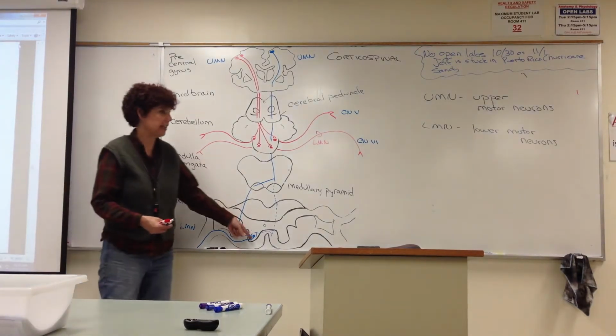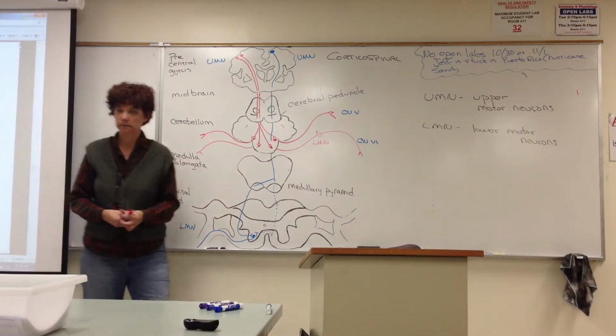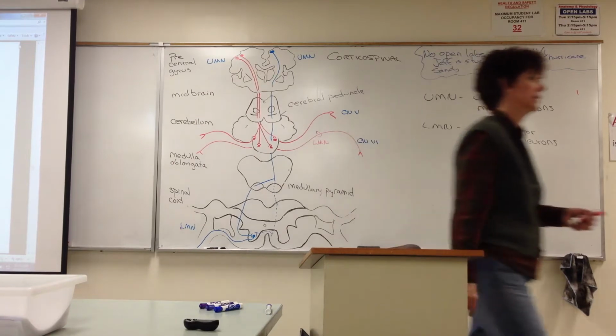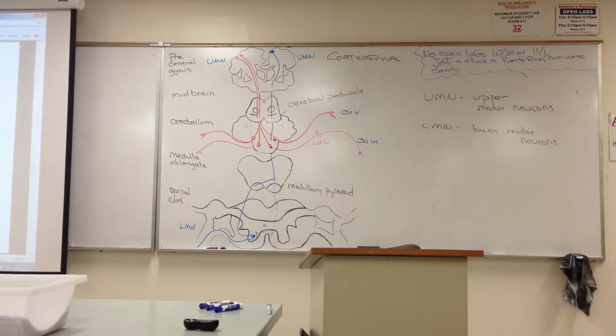And then they descend down to the anterior gray horn. Our anterior gray horn is made up of lower motor neurons, which pass out the ventral root and go either into the ventral ramus or the dorsal ramus.